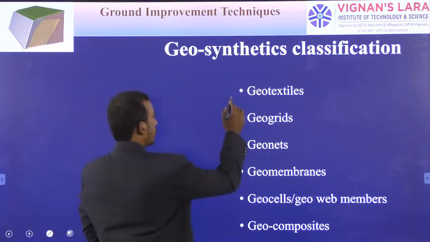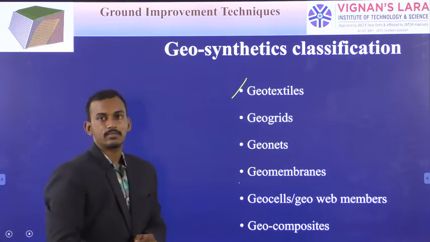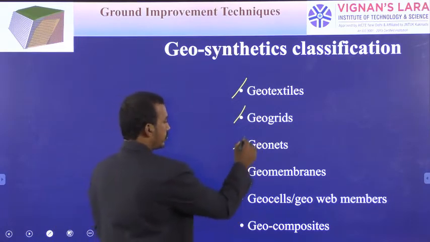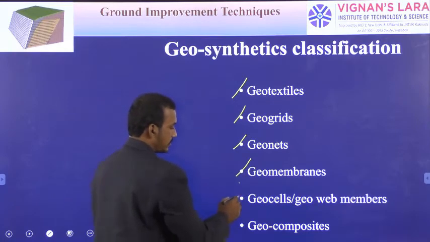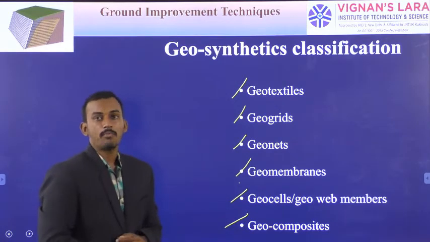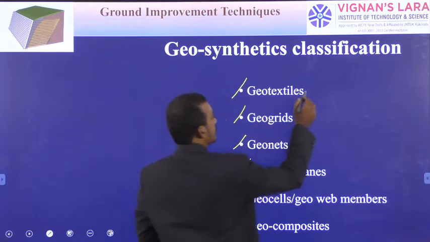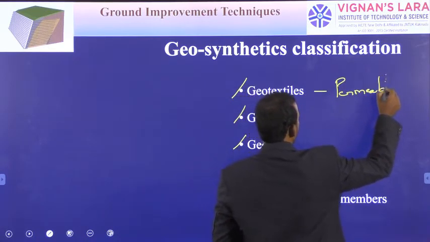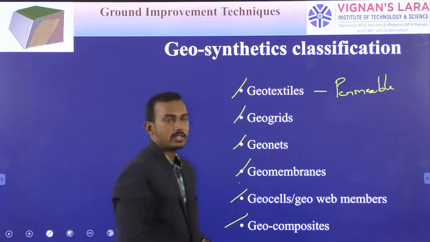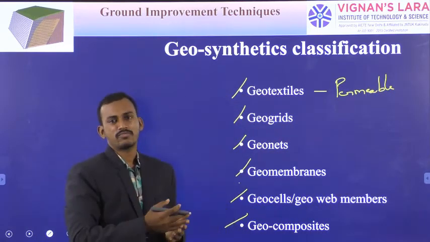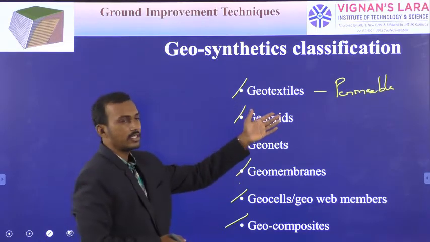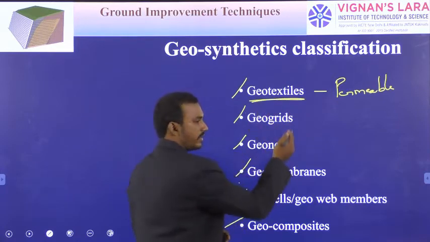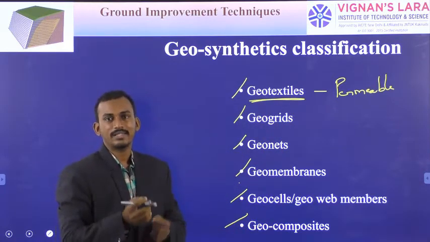If you see, the first one is geotextiles, the most important one. Then we have geogrids, geonets, geomembranes, geocells and geocomposites. Geotextiles means these are permeable members. Permeable means these are allowing the water to flow through them. Those are the geotextiles, and those are classified into 3 types, and they are generally used for suppression, drainage purpose and all. And these are generally a synthetic product, mostly synthetic threads.